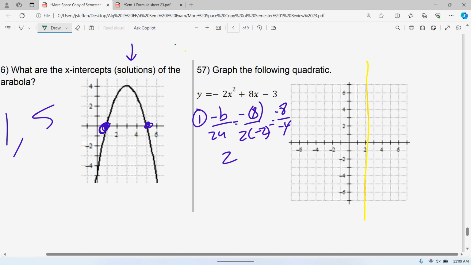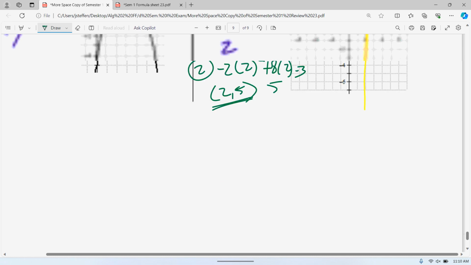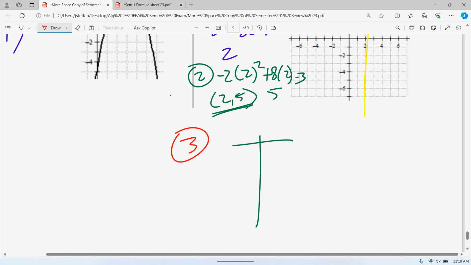So my vertex then, we plug that back into my equation. So negative 2 times 2 squared plus 8 times 2 minus 3. If you plug that into your calculator, you should be getting 5. So again, technically your vertex is at 2, 5. Technically, it is an ordered pair. And then from here, we use our table, our third step. So we put our vertex in the middle, 2 numbers lower, 2 numbers bigger, and then we plug those numbers in. And again, you're just plugging them into that equation we started with.